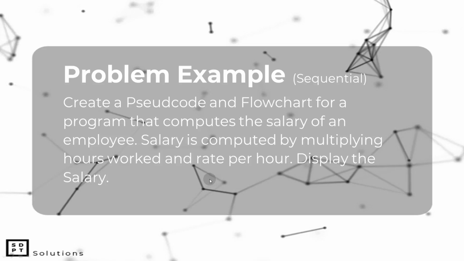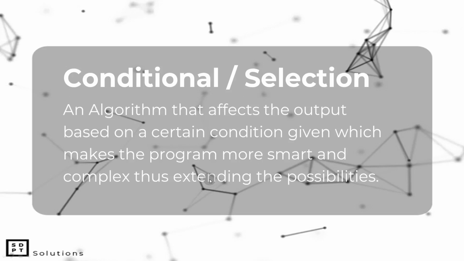So, next naman, we have the conditional or selection programming algorithm. This is an algorithm that affects the output based on a certain condition given, which makes the program more smart and complex, thus extending the possibilities.